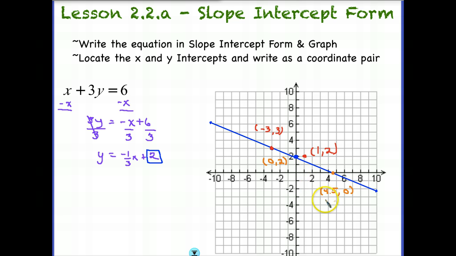One thing I want you to notice is that our X-intercept will always have a 0 here for Y, and our Y-intercept will always have a 0 here for X. Okay, that'll make it easy for us to find that algebraically as we move on.